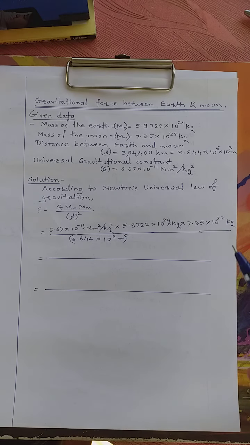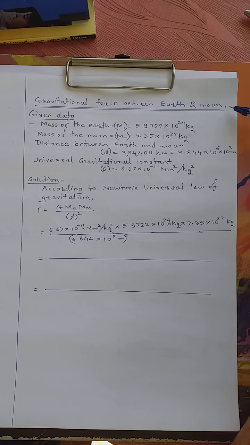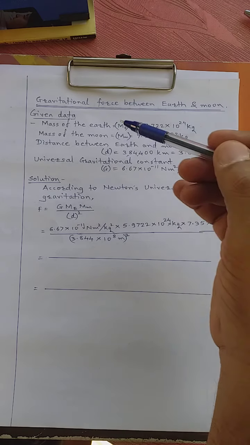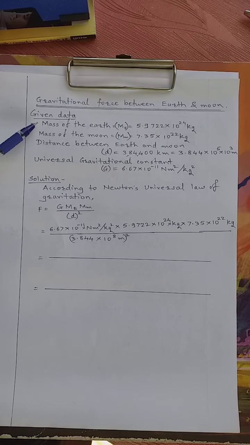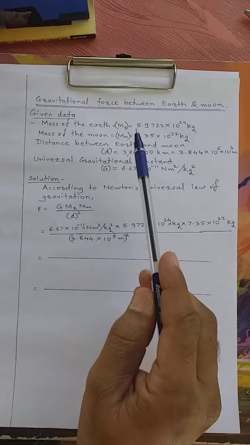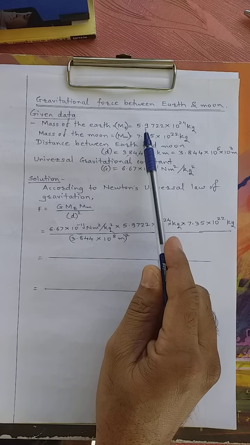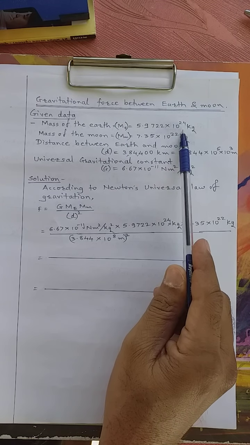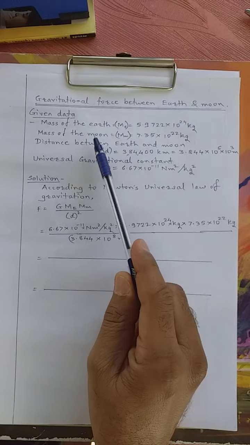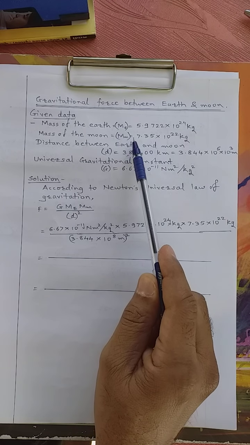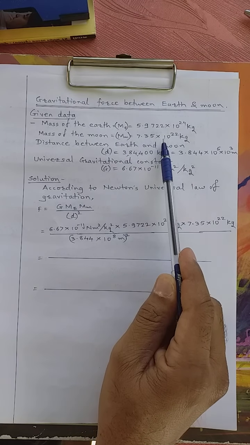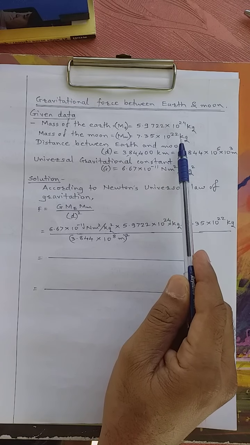How much is the gravitational force between Earth and Moon? The given data is like this. Mass of the Earth, ME, is equal to 5.9722 into 10 raised to 24 kilograms. Mass of the Moon, MM, is 7.35 into 10 raised to 22 kilograms.